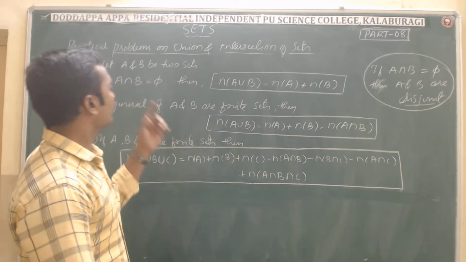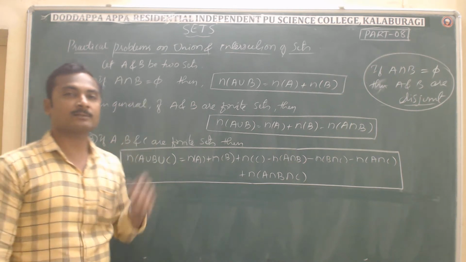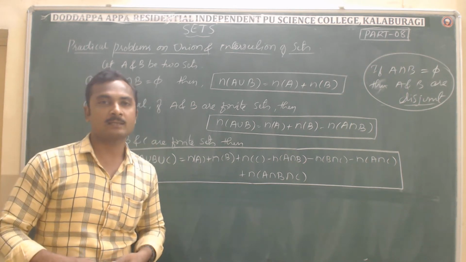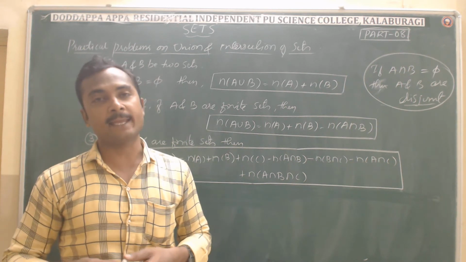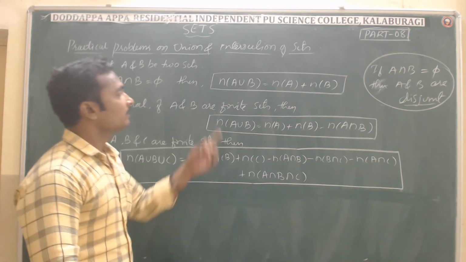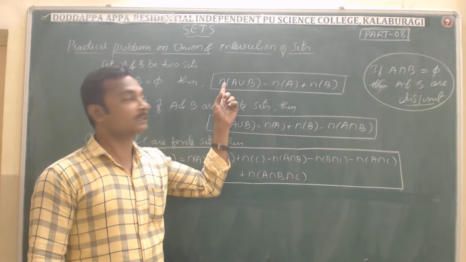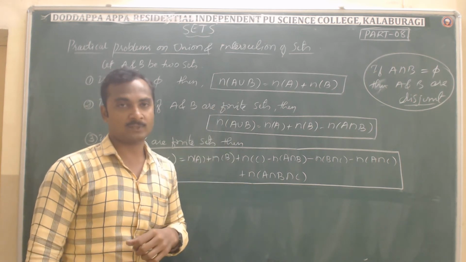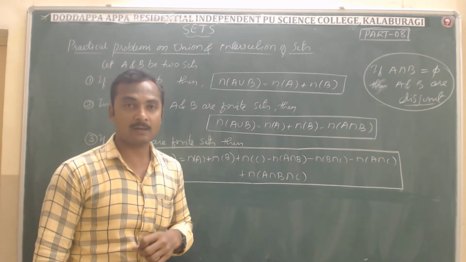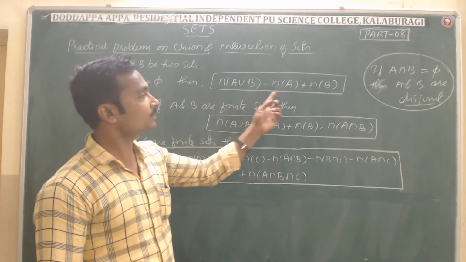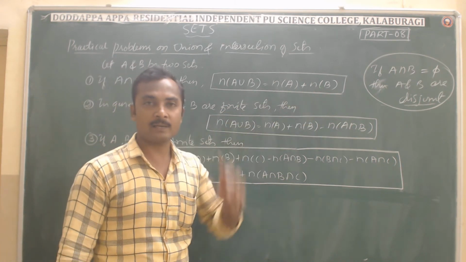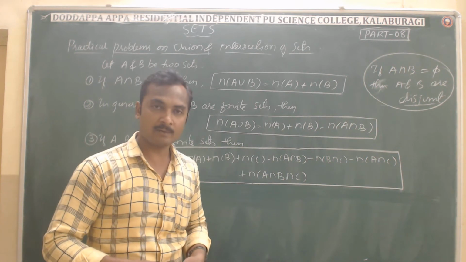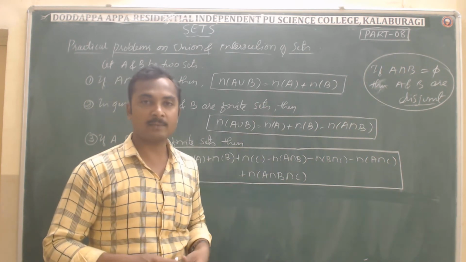Next, if A and B are disjoint sets, if A intersection B is a null set, that is, if there are no common elements in both the sets A and B, then the total number of elements n of A union B is always equal to n of A plus n of B, the number of elements of the set A plus the number of elements of the set B.